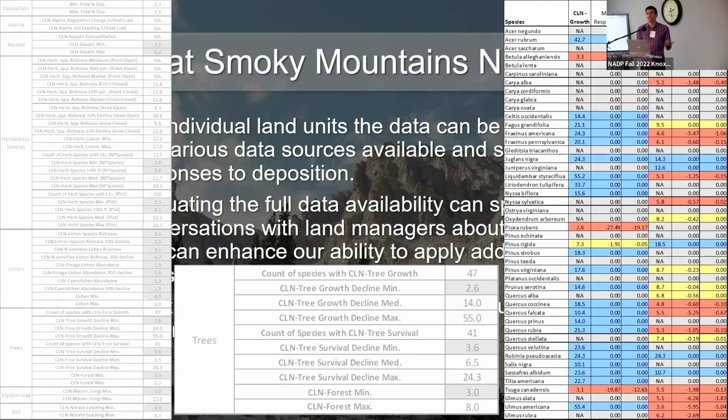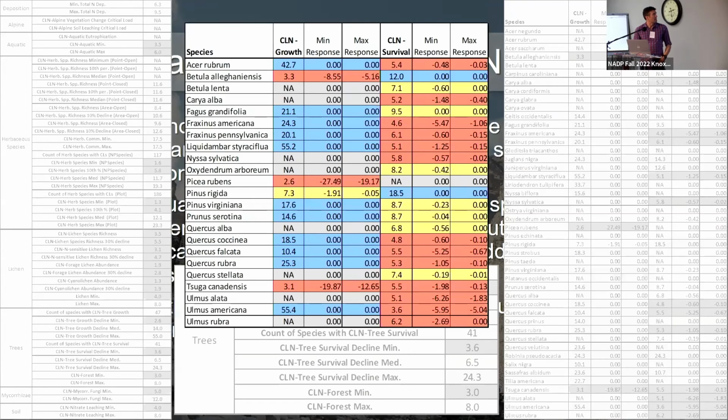Still too many to see from far away, so we're going to zoom in a little bit more. And here's the list of tree species where we have a response to nitrogen deposition. On the left column, we have growth responses. On the right, we have survival responses. The reds are all the ones in exceedance. The yellows are the ones that we've now split out a little bit more so we can see the minimum and maximum response present for each of those species.